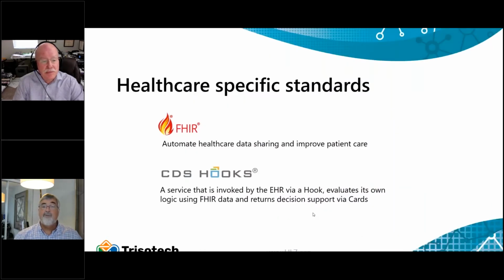On the healthcare side, we're going to use two specific healthcare standards in this presentation today, namely FHIR, that is more about data sharing of the patient information, and another standard called CDS Hooks that is aimed to integrate with various existing EHR environments using, again, the FHIR-based standard.